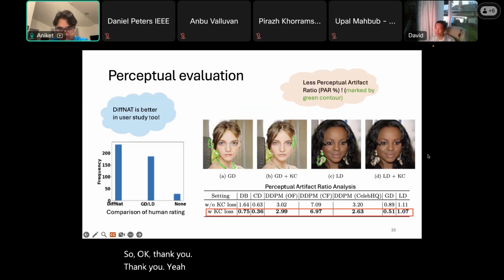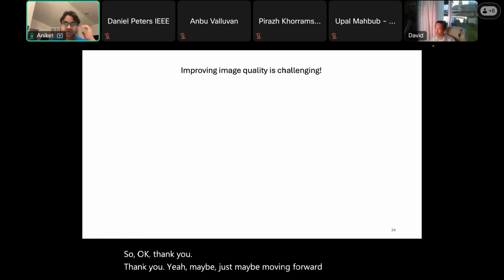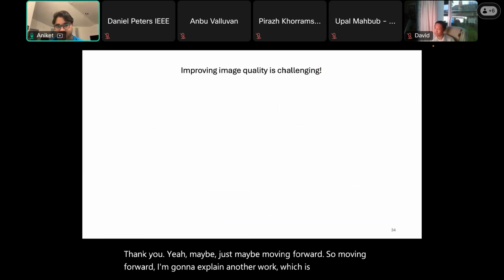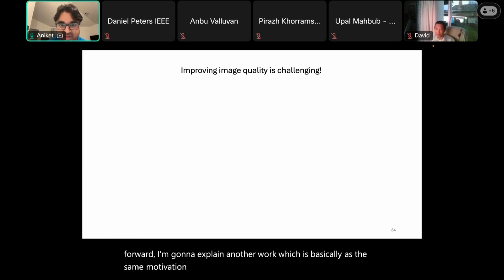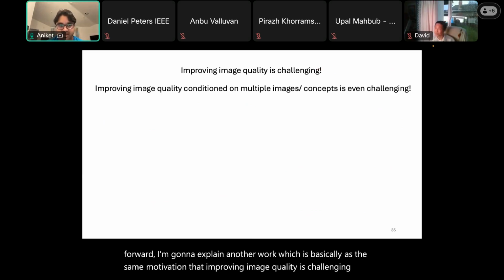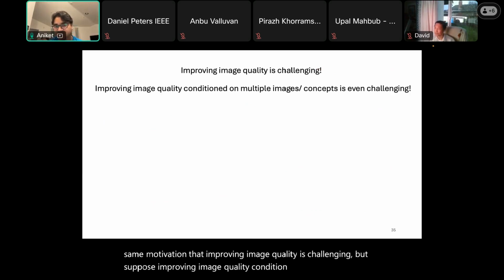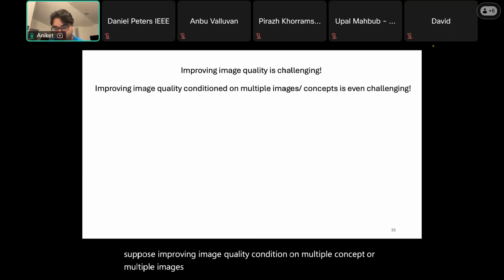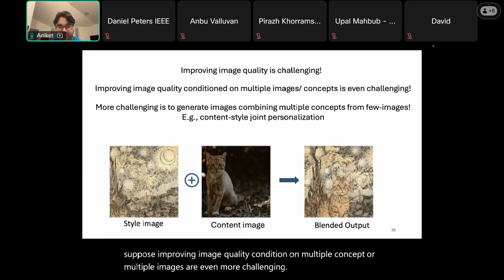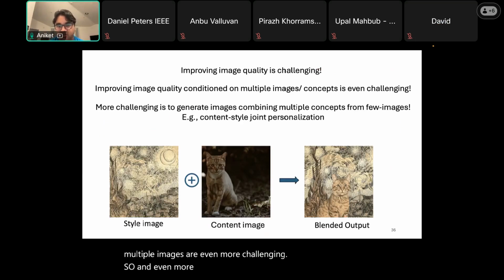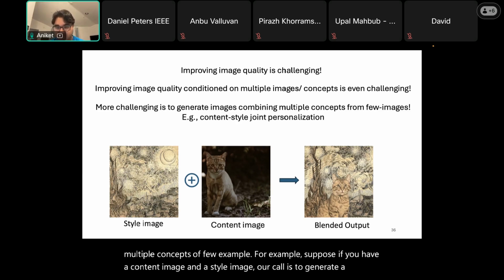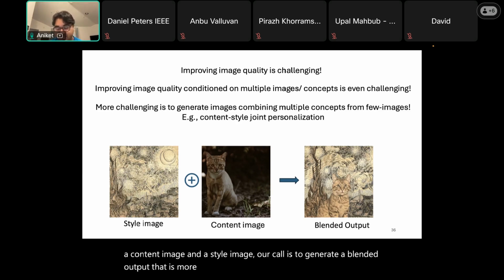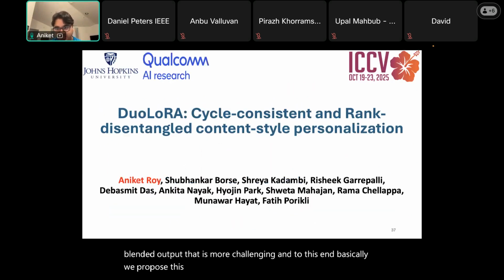Yeah, maybe moving forward. I'm going to explain another work, which has basically the same motivation: improving image quality is challenging. But improving image quality conditioned on multiple concepts or multiple images is even more challenging. And even more challenging is generating by combining multiple concepts from few examples. For example, if you have a content image and a style image, our goal is to generate a blended output. That is more challenging. To this end, we propose this work, which I'm going to present next.